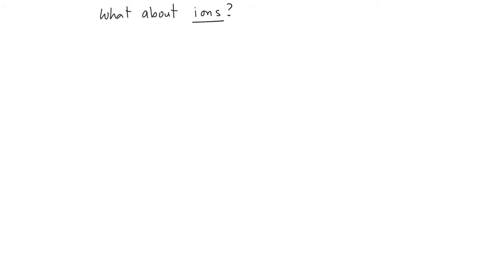So what if we are asked to do a Lewis structure for an ion? We could do either an anion like the nitrate ion, NO3 minus, or we could do a cation like the ammonium ion, NH4 plus. Either way, the rule is the same.